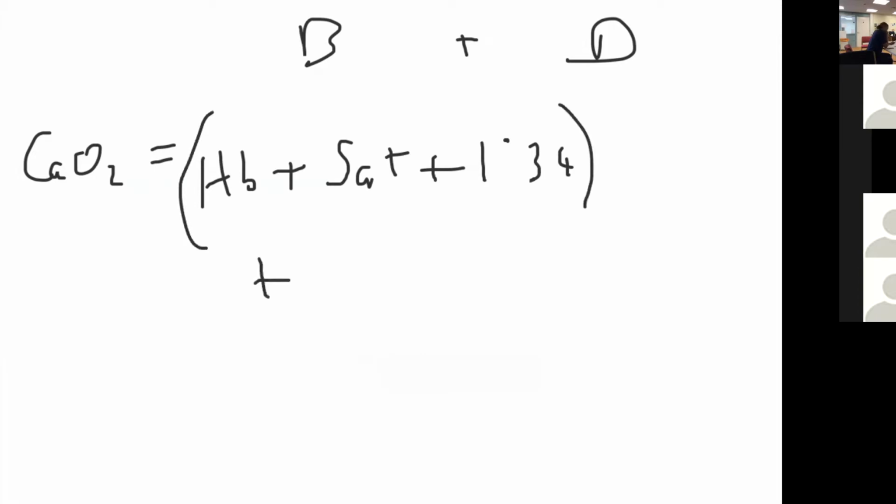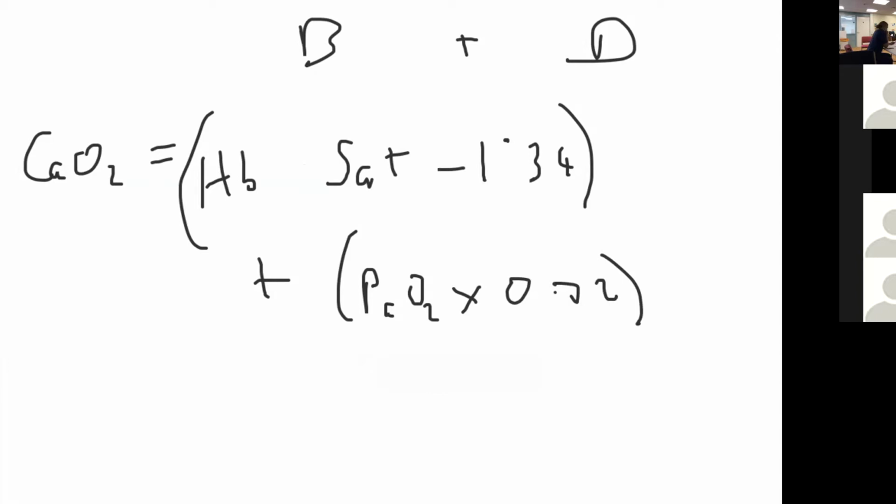Your dissolved fraction is calculated by your oxygen tension, multiplied by 0.02, because 2% of your oxygen content is determined by the dissolved fraction. I think I made a mistake here actually. I think these are multiplied, not added.